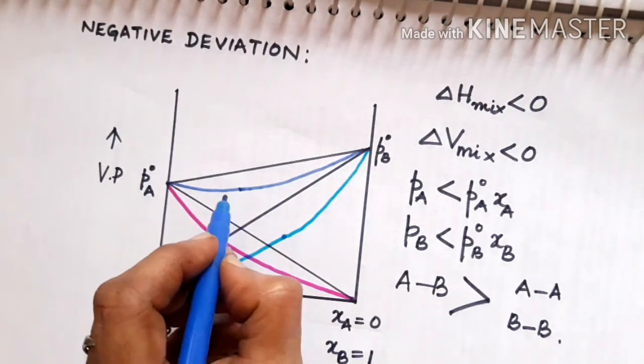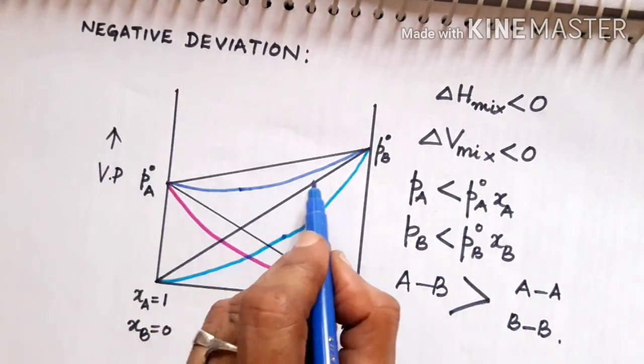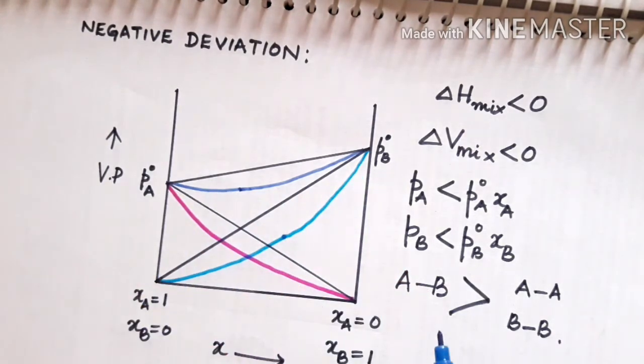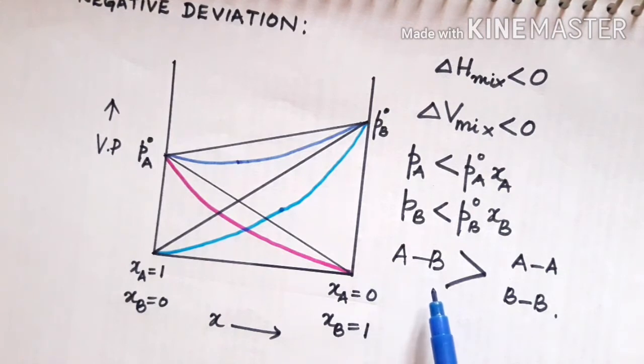So this represents the condition that is the negative deviation, and this happens when solute-solvent interactions are stronger. New bonds are formed between the solute and the solvent, resulting in stronger interaction between them, which makes the escaping tendency of the molecules lesser. With the result, the vapor pressure of the solution will be lesser, and so it takes more time to boil, or the boiling point of the solution keeps on increasing.